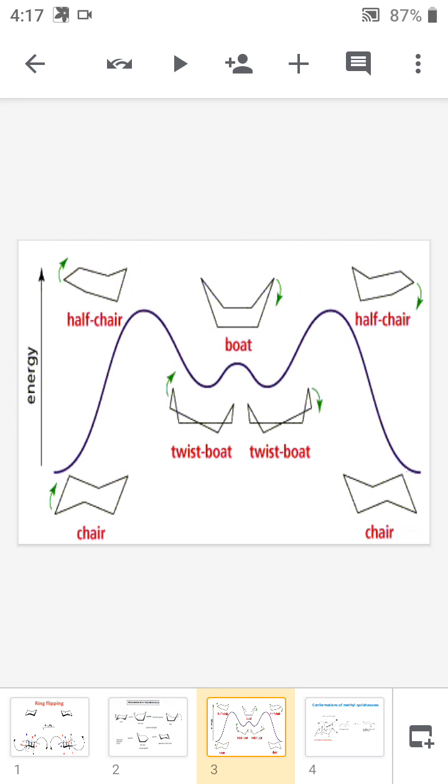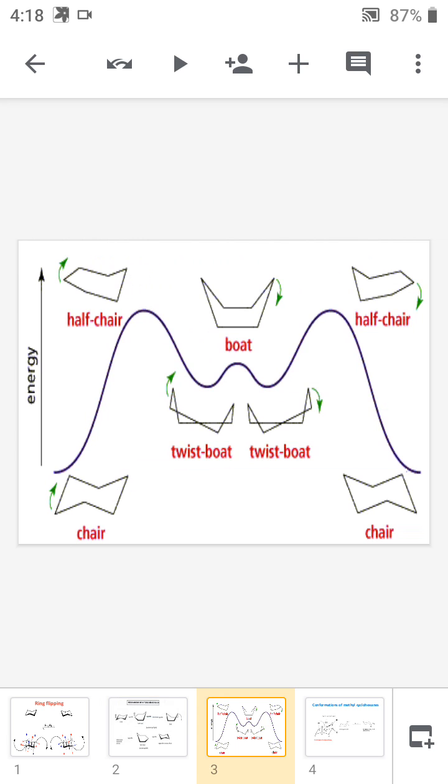We have already told you that the half chair has angular strain because it deviates from the tetrahedral bond angle, and it also has torsion strain and steric strain. Then it is converted into the twisted boat, and the twisted boat is devoid of angular strain, steric strain and torsion strain. Then again it is converted into the boat form, and again into another twisted boat, and you know that the energy of the twisted boat is much lower than that of the boat form. Then again it is converted into half chair, and it is readily converted into the chair.